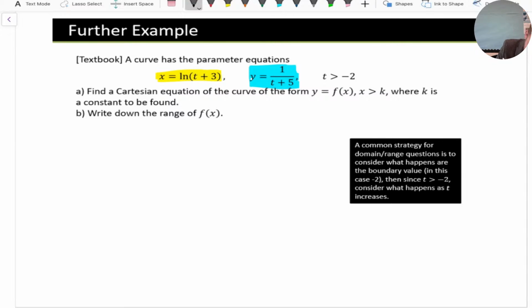So if I write this one down here, x is equal to ln of t plus 3. We know that the base of this one is e. So this is the same as saying e to the power of x is equal to t plus 3, using the laws of logs. E is the base, raise the other side to the power, so e to the x is equal to t plus 3. So then t is going to be equal to e to the x minus 3, like so.